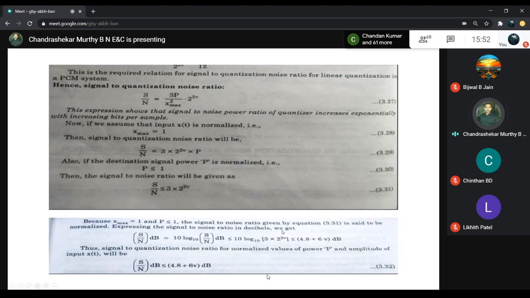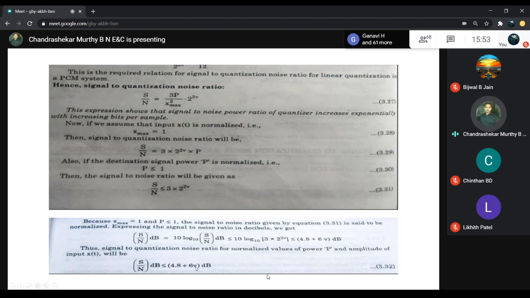Now we convert this into dB. The dB value is 10 log 10 of S by N. Substituting 3 into 2 power 2v, at the end you will get 4.8 plus 6v. That is the signal to noise ratio represented in dB, which will be 4.8 plus 6v decibels.